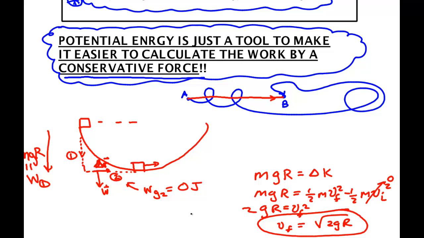Would I do this normally? No. What I would have done is I said, hey, delta U is equal to U final, which is 0, minus U initial, which was mg times the height, which is r. Work is minus delta U, mgr. Potential energies are just a way to calculate works quickly. We'll pick this up in another video.